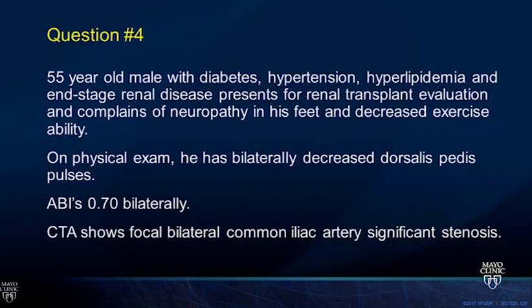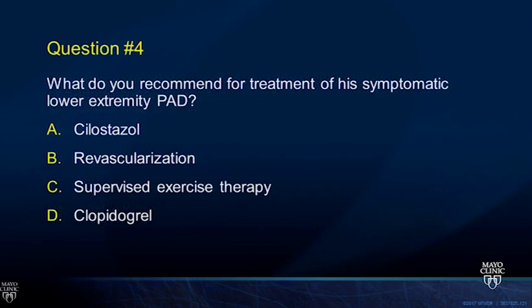All right, question number 4 is a 55-year-old man with diabetes, hypertension, hyperlipidemia, and end-stage renal disease who presents for renal transplant evaluation and complains of neuropathy in his feet and decreased exercise ability. He has decreased dorsalis pedis pulses bilaterally. His ABIs are 0.7 bilaterally, and his CTA shows significant bilateral iliac artery stenoses. What do you recommend for the treatment of his symptomatic lower extremity PAD? Cilostazol, revascularization, supervised exercise, or clopidogrel?